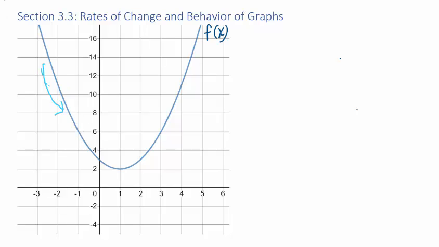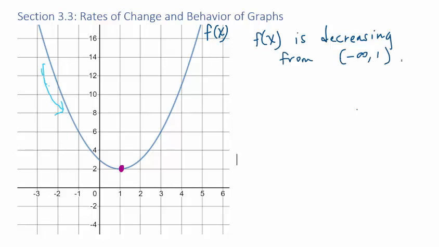So we're going to say that f of x is decreasing from negative infinity to 1. Always refer back to the x-axis to determine the intervals. However, after this transition point, the function starts to increase. So we'll say that f of x is increasing from 1 to infinity.